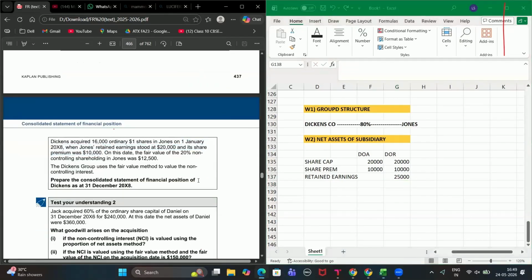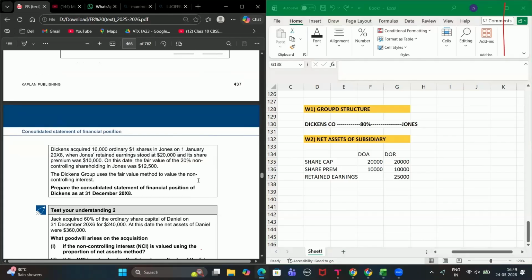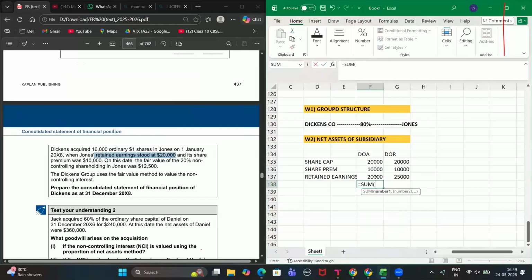What about the date of acquisition? What is the retained earnings at date of acquisition? It is 20,000. See, it mentions the retained earnings stood at 20,000 at the date of acquisition. So what is the net assets at the date of acquisition? It is 50,000.